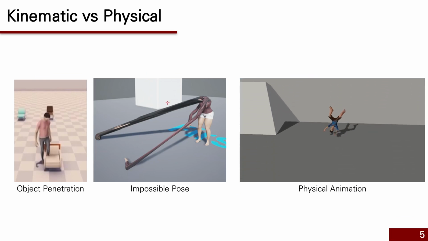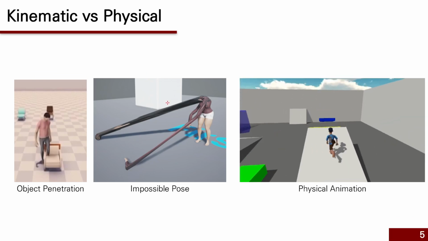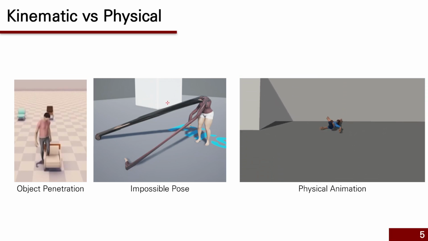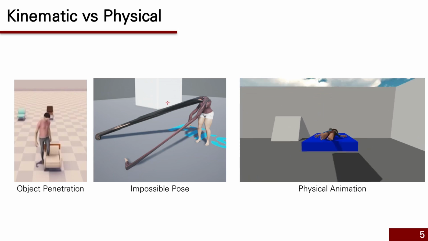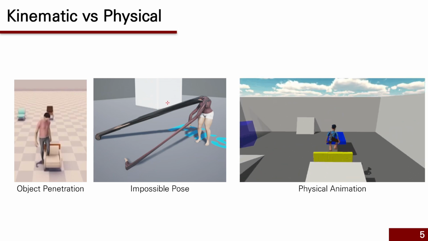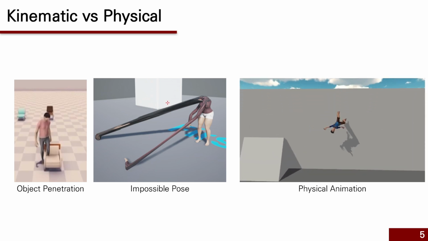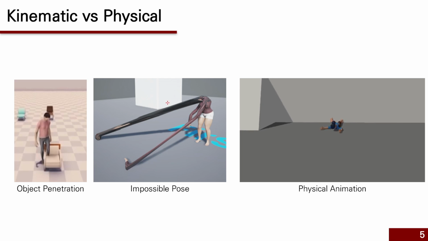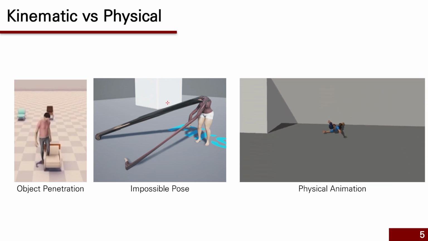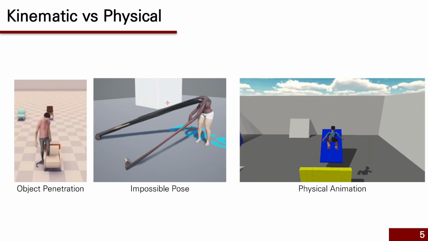Physical animation has several advantages. It's more realistic because it prevents object penetration and impossible poses. And it is robust because the character has to overcome various forces while moving.